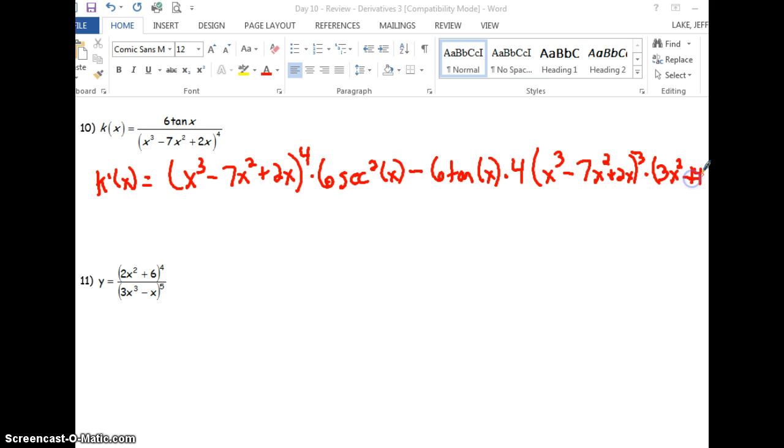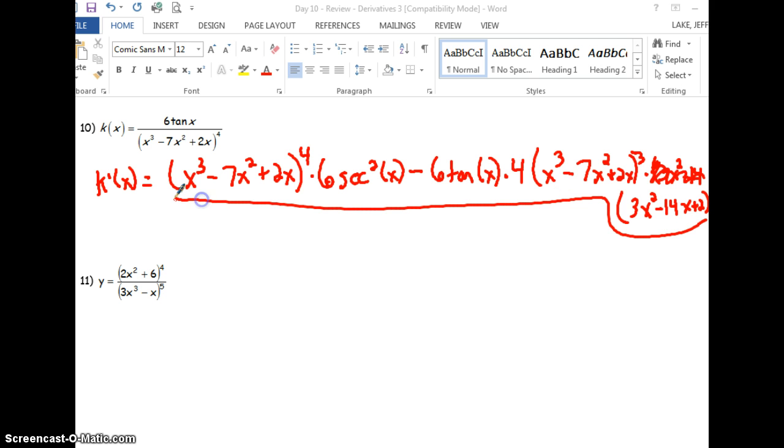It looks like I am running out of room here, so I'm actually going to rewrite this down below. Hope you don't mind that. So this is going to be, again, 3x squared minus 14x and then plus 2. That is all over our bottom squared: (x to the third minus 7x squared plus 2x) all to the 8th. It used to be 4. We're going to double that now, so we have to the 8th.